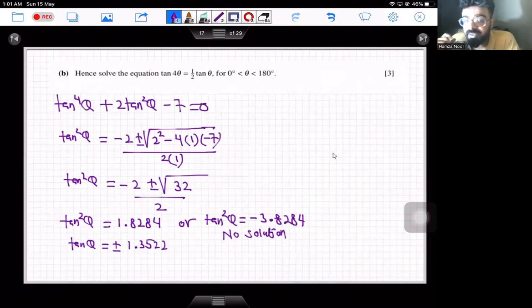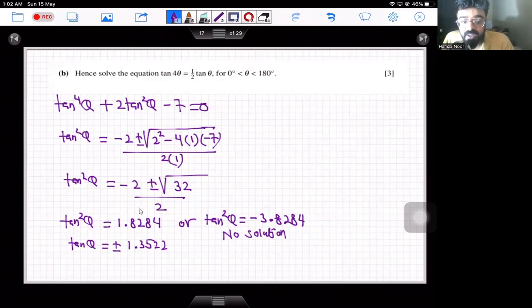Hence, solve the equation tan 4 theta equals half times tan theta for the interval that theta is greater than 0 and less than 180. So we just need to solve the equation which we have proved in part A, which is tan raised to the power 4 theta plus 2 tan square theta minus 7 is equal to 0. So when you make tan square theta the subject of the equation, you have to just use the quadratic formula over here. So minus 2 plus minus under root 2 square minus 4 times 1 times minus 7, and then the whole thing divided by 2.